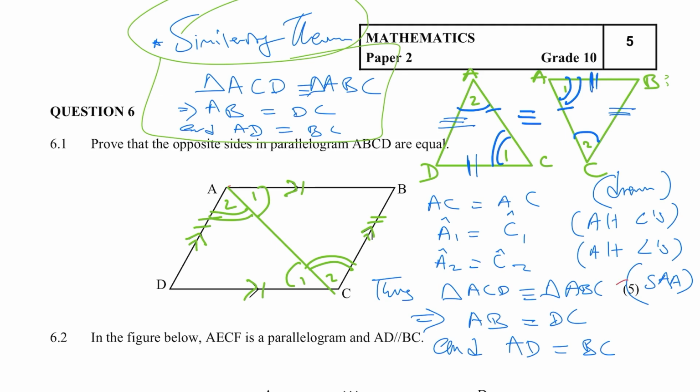And this is 5 marks. You get a mark for drawing AC, and you get marks for indicating these alternate angles, which is 3 marks in total. And you get a mark for recognizing that these two triangles are similar, and a mark for writing the two equal pairs of sides.